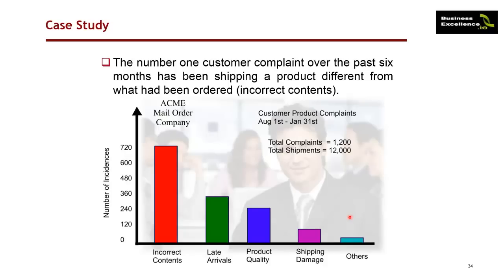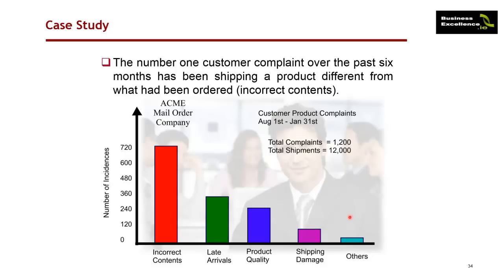One type of customer complaint is called incorrect contents. An incorrect content is where a product arrives at the customer site. The product is in good shape, but it is the wrong product. The next type of complaint that it receives is a product that arrives late. It's the correct product, but it arrives too late.